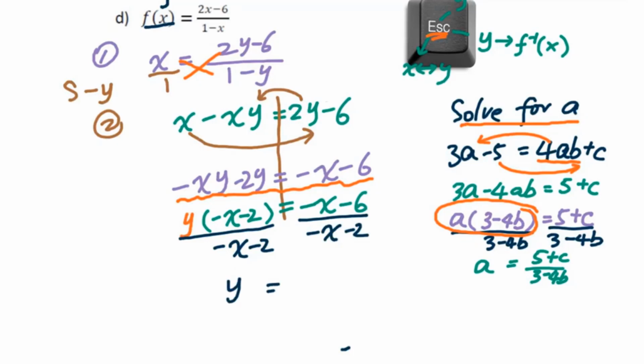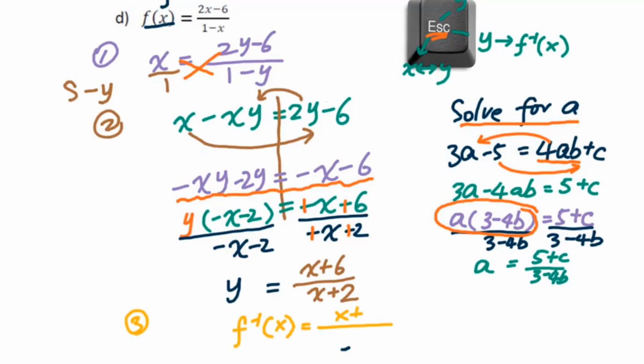We got the y equals. For a fraction, the first term of the denominator is normally positive, so we switch the sign for everything. Then we get (x plus 6) over (x plus 2). The last step: change y into the inverse function symbol. We get f inverse of x equals (x plus 6) over (x plus 2).